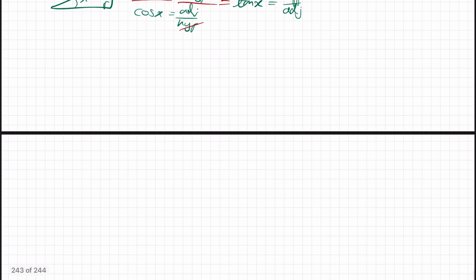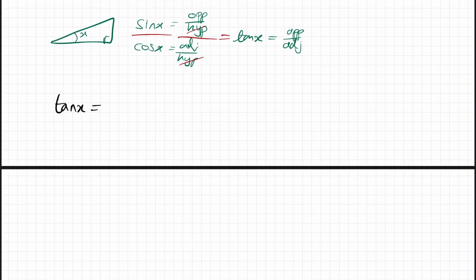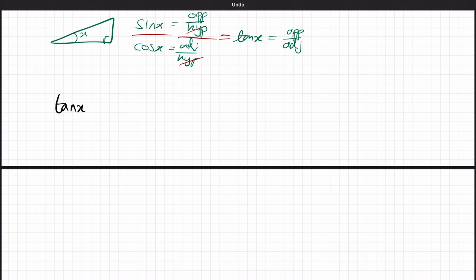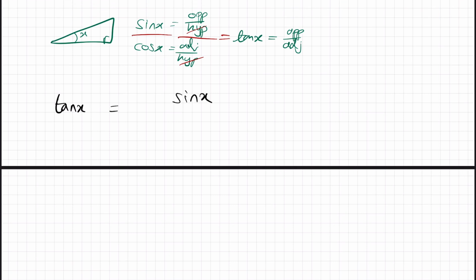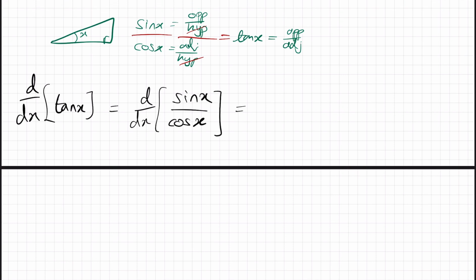Okay, so now that we have this identity, tan x equals sin x over cos x, we can now differentiate tan x by differentiating sin x over cos x. And to differentiate a fraction, we can use the quotient rule. So I'm just going to state the quotient rule. It is v du minus u dv over v squared.